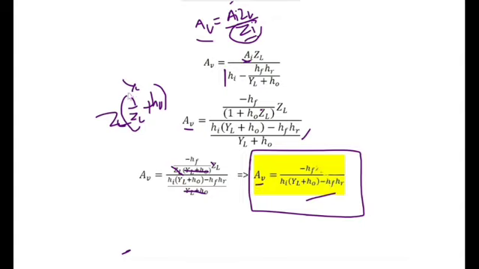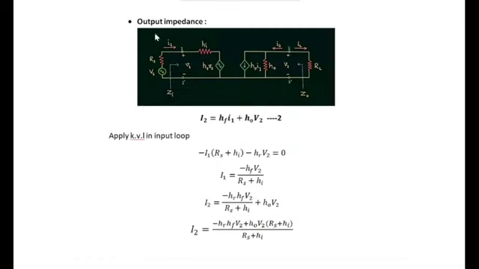Now let us move to output impedance. The output impedance is nothing but, in this circuit, if we observe the circuit from the output, then we will see the complete impedance from the output. So this complete impedance is called the output impedance of a circuit.